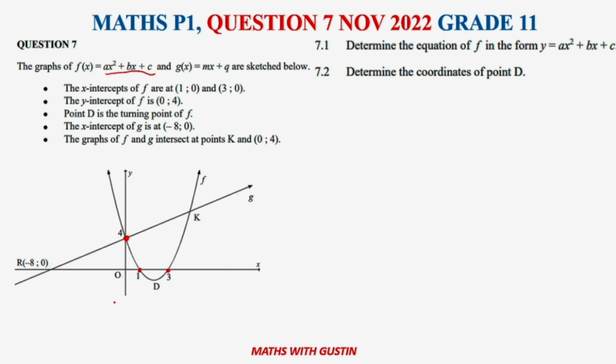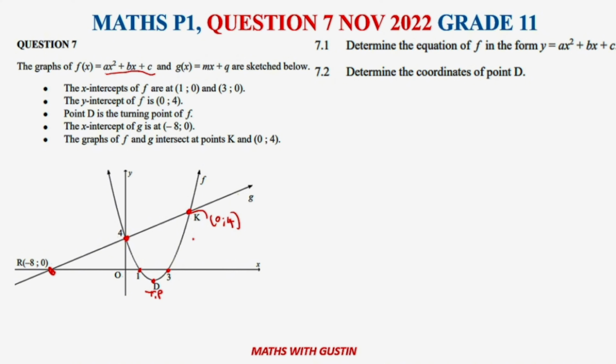D is the turning point. We don't know the values of the turning point, they didn't give them to us. They also say that the x-intercept of the straight line is -8:0. The graphs intersect at this value here of k, and they did give us the point of intersection, which is 0:4 as well.